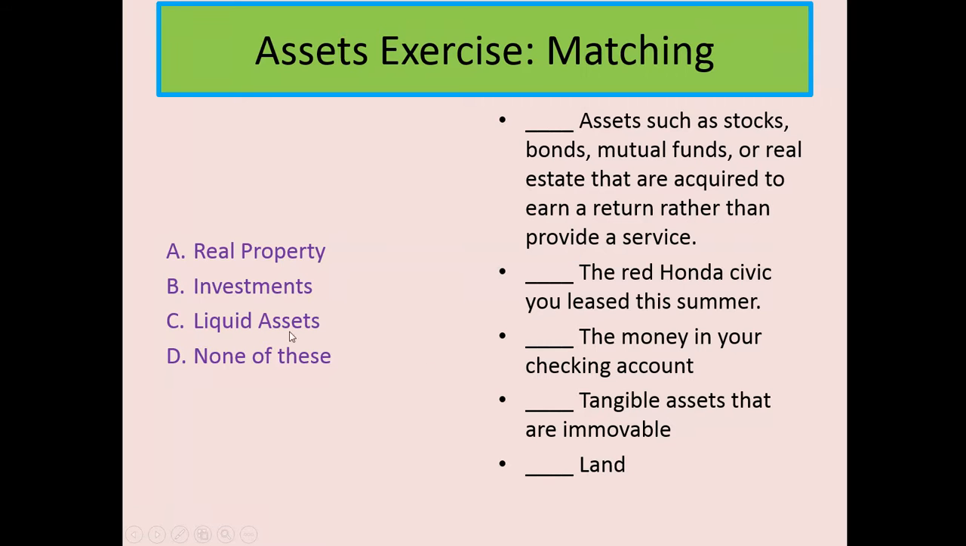So read these. Are they real property, investments, liquid assets, or do they not really fall into any of these categories? And there is a trick in here. I want to see if you catch the trick. Assets such as stocks, bonds, mutual funds, the red Honda Civic you leased this summer, the money in your checking account, tangible assets that are immovable. I want you to think about that as a dwelling or a piece of real estate, and then land. So take a minute if you need to pause the video to try to think of those.